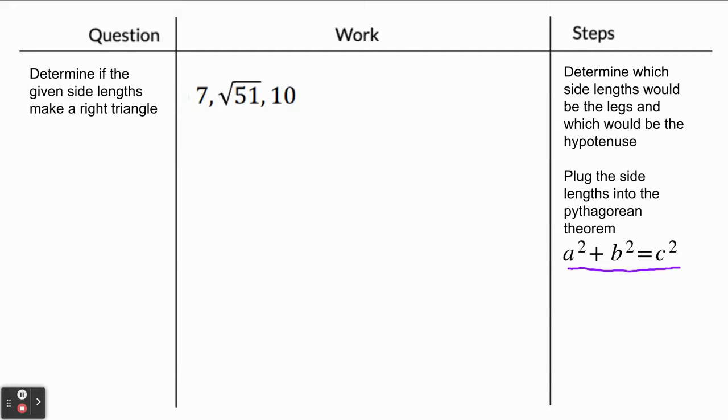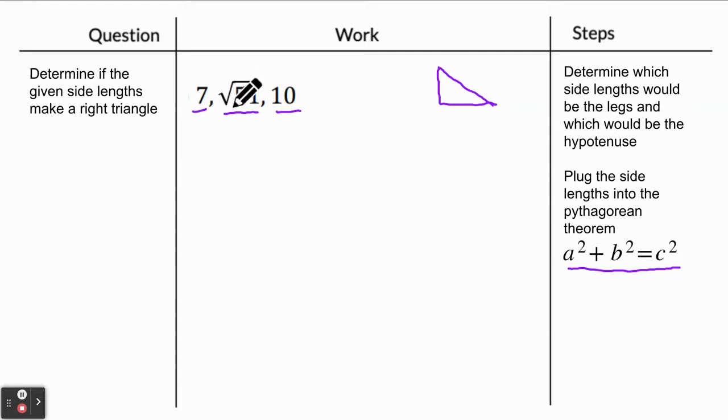So in this case, determine the side lengths, which ones would be the legs and which would be the hypotenuse. Now, remember, with a right triangle, the hypotenuse always has to be the longest of the three sides. So we're just going to compare them real quick to figure out which one's the longest. We know 7 is not going to be the longest. 10 might be the longest.